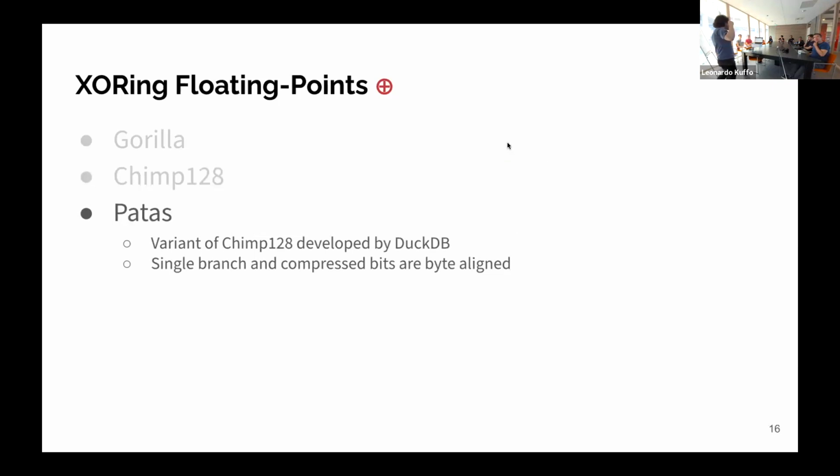And then we have Patas, which is a variant of Chimp128 developed by Dr. B. The interesting thing is that Patas does not have cases. It's just one case, which makes it a bit faster. And the compressed bits are stored in a byte-aligned way, so you don't have to deal with bit offsets when you are decompressing the data, which makes the algorithm faster. But since we only have one compression case, the compression ratios are reduced a bit.